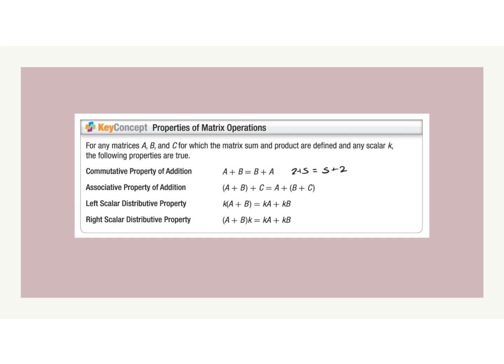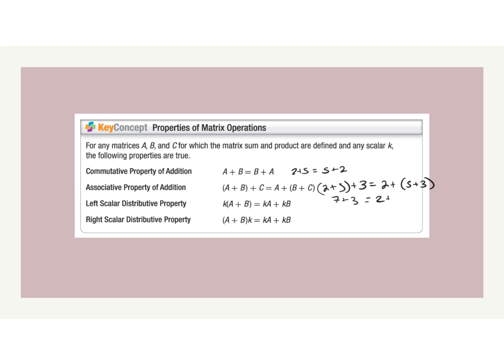If you have A plus B, associative property, plus C, and then A plus B plus C, you will get the same thing. What does it mean by associative property? Let's say if you have 2 plus 5 plus 3 equals 2 plus 5 plus 3, you'll get the same thing. This is 7 plus 3. This is 2 plus 7.